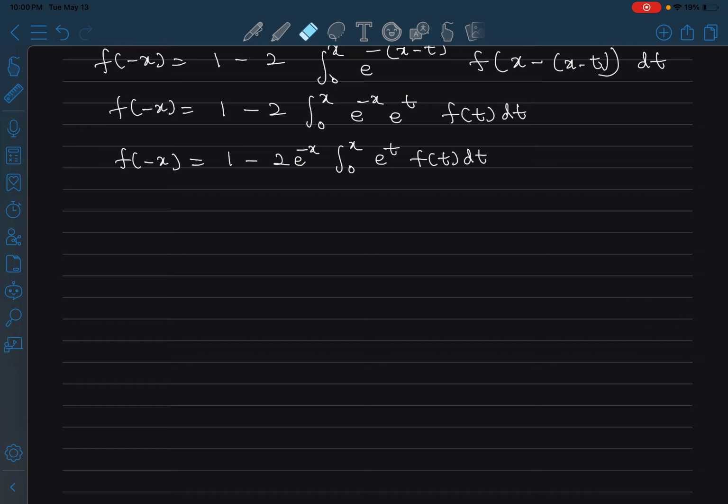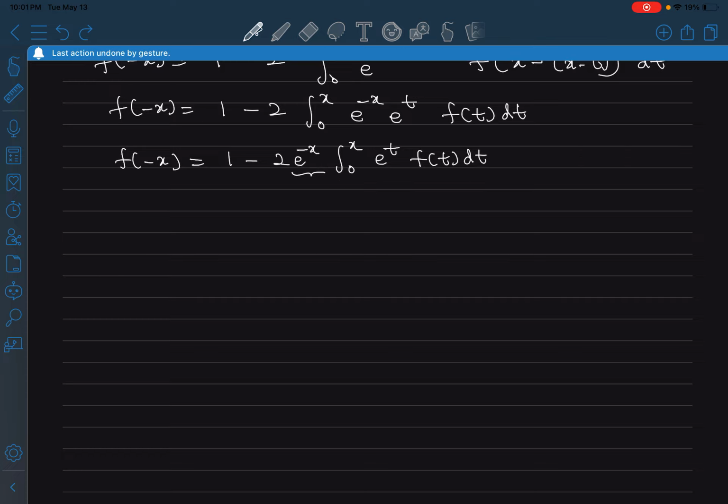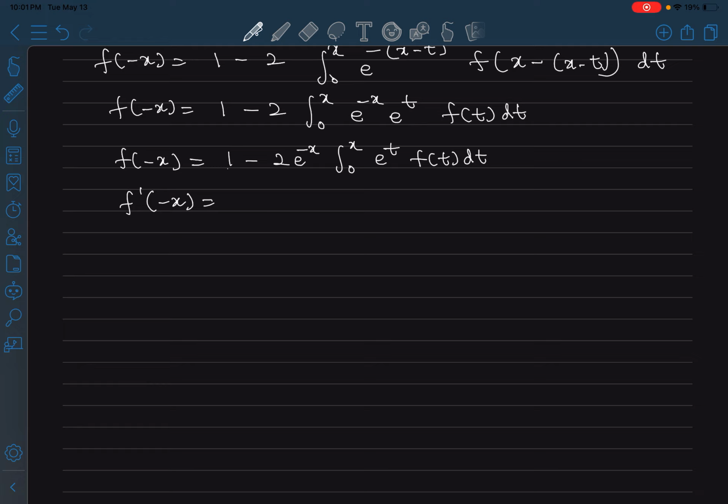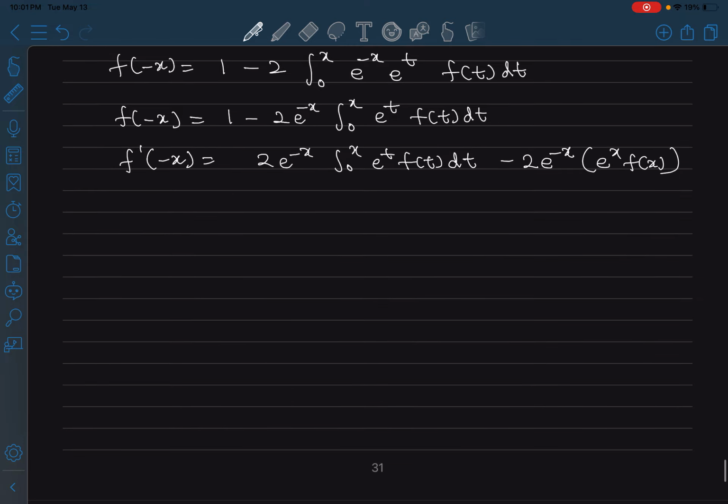So here, if I try to differentiate, there are two functions of x, so we will be using the product rule. And that gives me f prime of negative x equals 0, and then, first of all, if I differentiate e to the power negative x, I will have a negative sign, so that makes it positive, right? And then after that, I will have negative 2 e to the power negative x, and then this will just be e to the power x f of x, right?